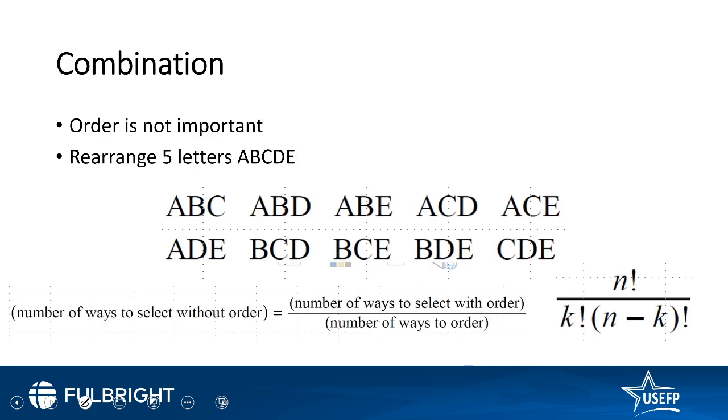Now combination. In the combination, order is not important. So they have rearranged A, B, C, D, and E 3 at a time. If we rearrange A, B, C, D, E 3 at a time, we will have all these combinations. And if you look closely, the first thing they have rearranged is ABC. You won't find CAB or BAC. So ABC is the only way of arranging. So in combination, order is not important.